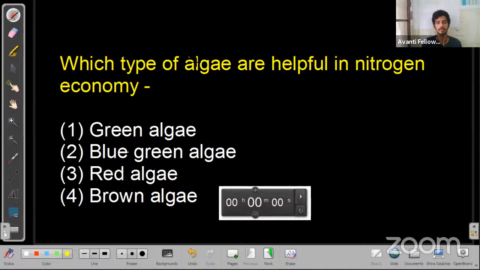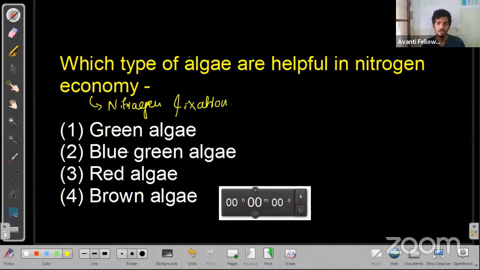They are asking which type of algae is helpful in nitrogen economy. You may have doubts: one is green algae, red algae, brown algae, and we know that blue-green algae does not belong to the algae. But when I taught you, I never mentioned that algae help in nitrogen economy. What is the meaning of nitrogen economy? Nitrogen economy means nitrogen fixation, nothing else.